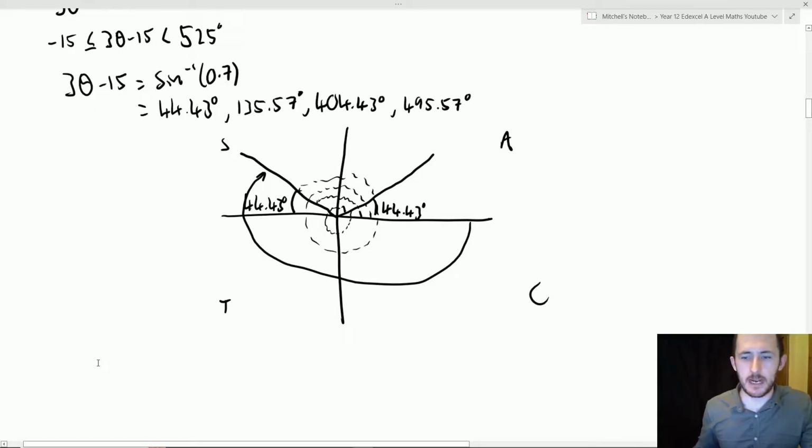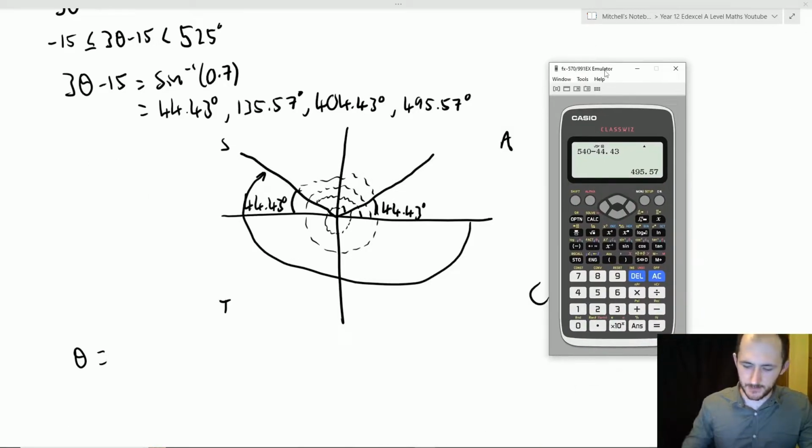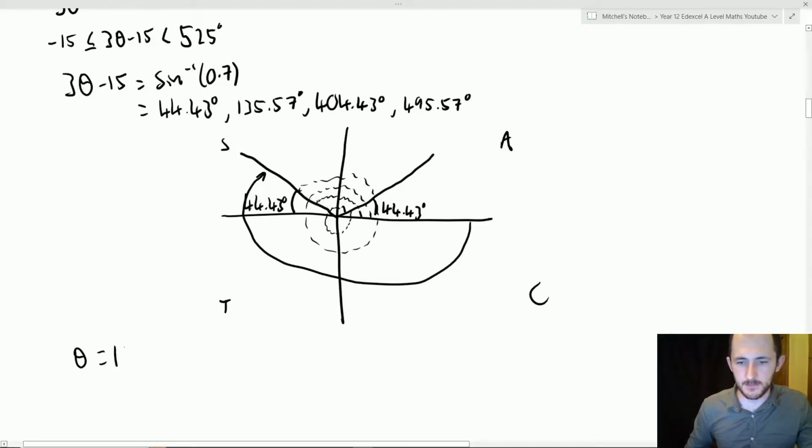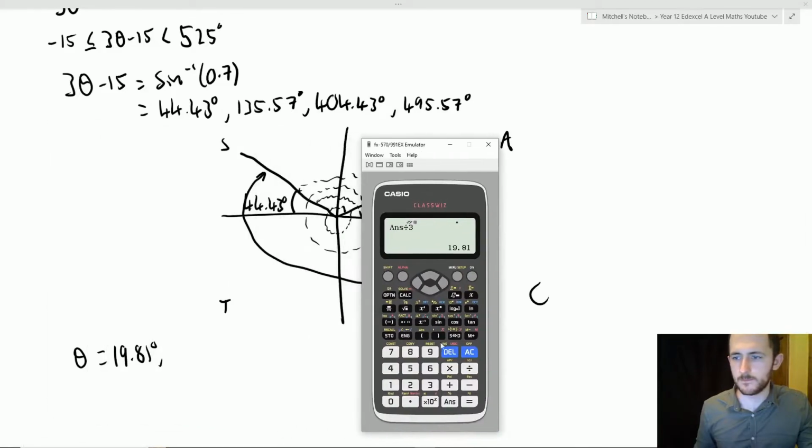So once again, if we want to work out what theta is, we need to add 15 to all these numbers and divide by 3. So 44.43, add 15, whoops, and then divided by 3. 19.81, and again to 2 decimal places. 50.19.